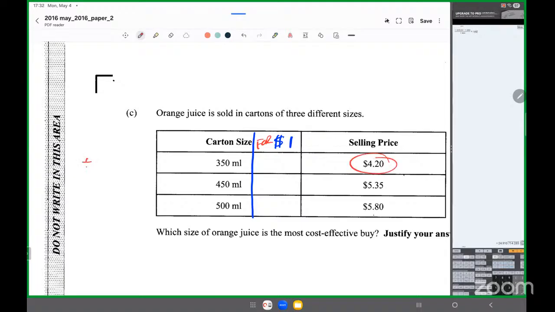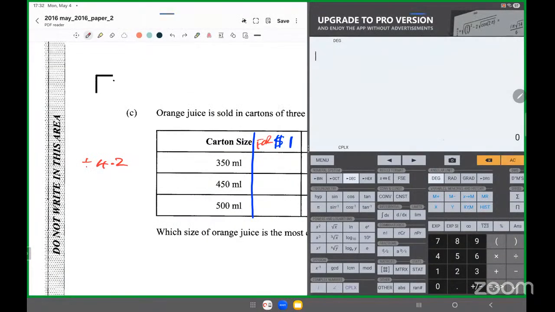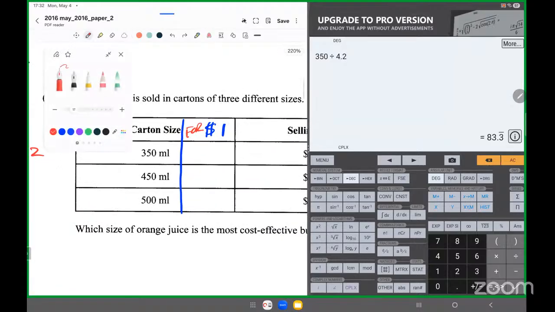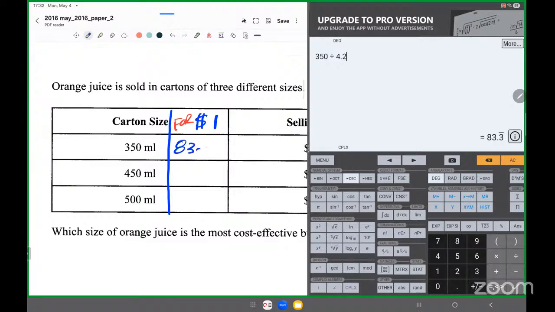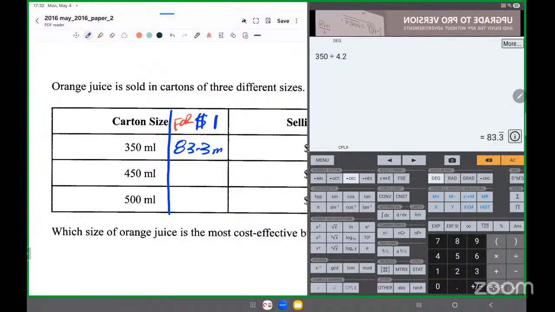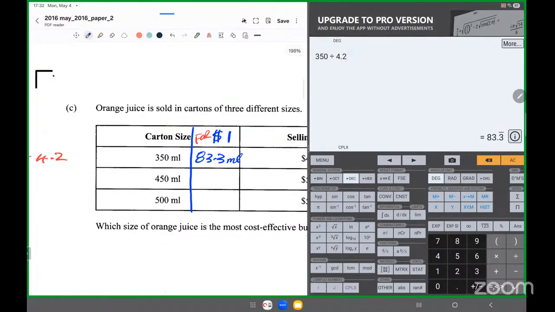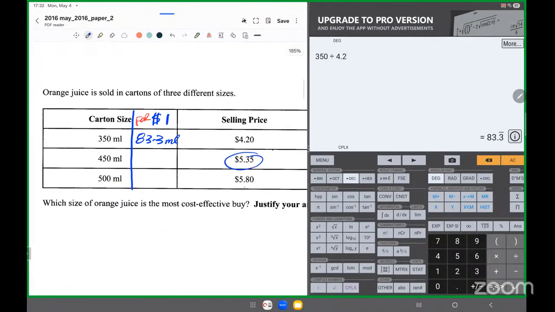I want the money to become $1, so divide everything by 4.2. This becomes 1, and when it becomes 1, you're going to see the amount of juice for $1. So you say 350 divided by 4.2, and you get 83.3. So for $1, it's 83.3 milliliters.